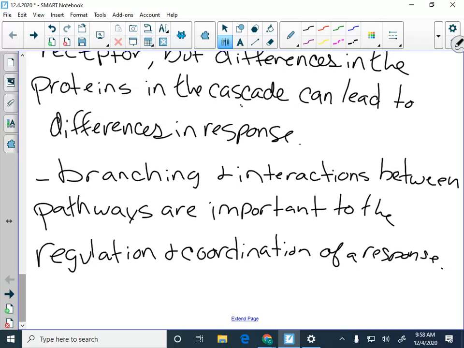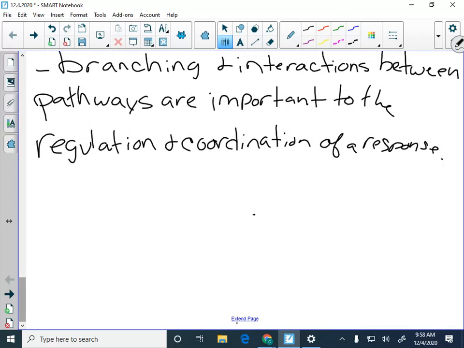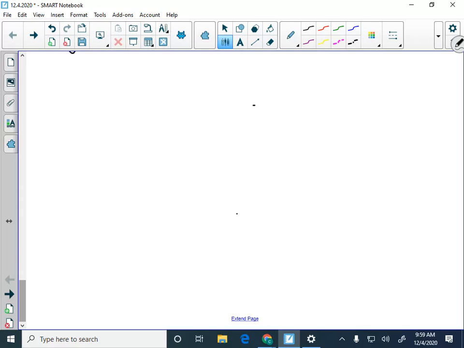So, responses could be regulated by amplification. Responses can be regulated through specificity, and they can also be regulated by efficiency. So, number 3 is signaling efficiency.